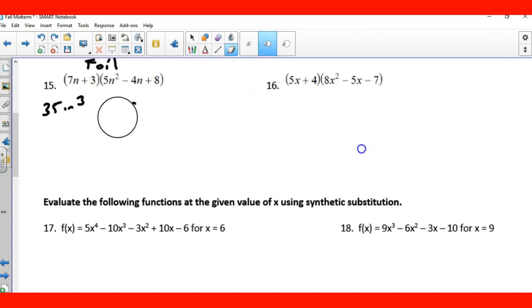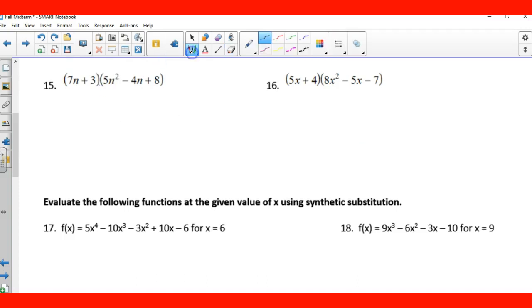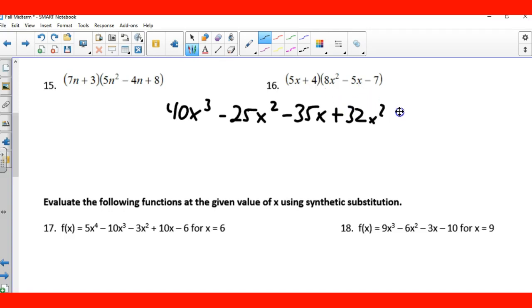Now, almost there, number 16. Number 16, FOIL again. 5x times 8x squared is going to be a 40x cubed. 5x times negative 5x is negative 25x squared. 5x times negative 7 is negative 35x. 4 times 8x squared is going to be 32x squared. 4 times negative 5x has to be negative 20x. And 4 times negative 7 is going to be a negative 28.